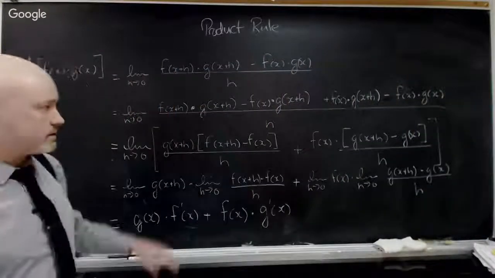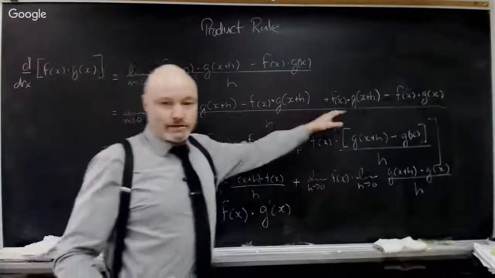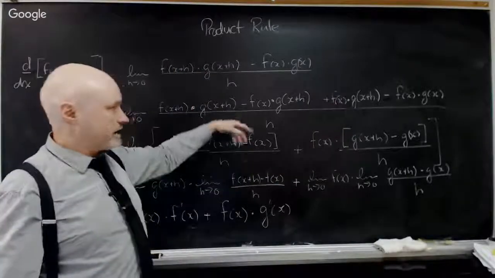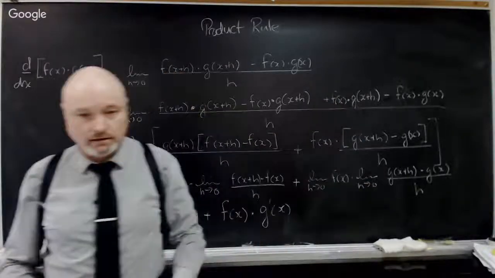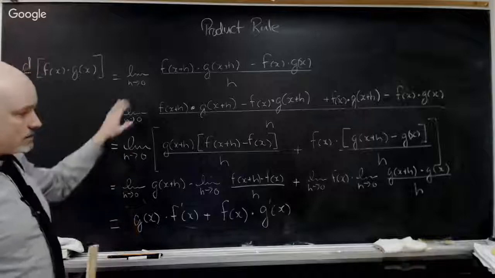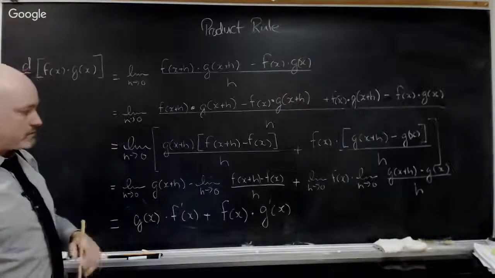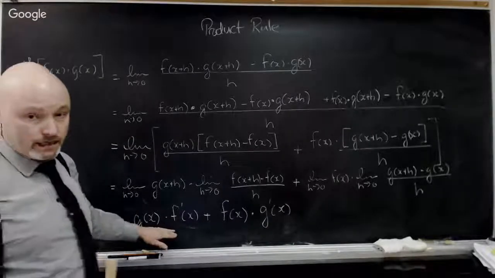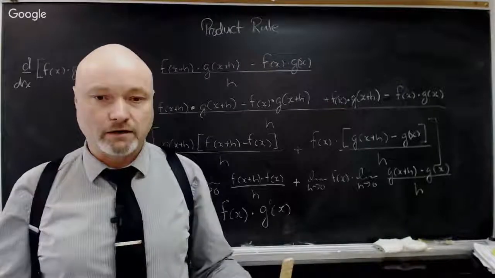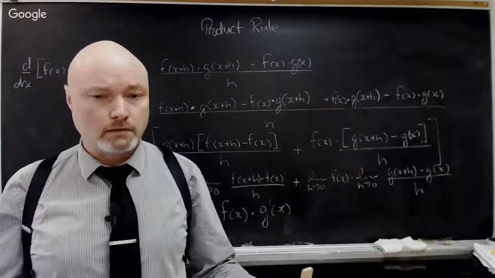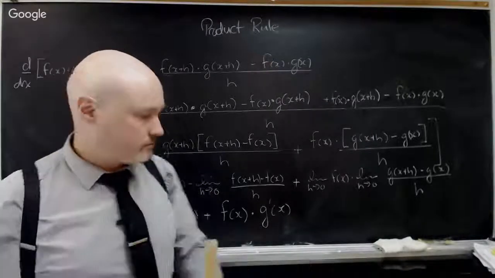Okay, so there's this little bit of magic that goes on here where we subtract something out and add it back in. And then the rest of it is just basically straightforward algebra. And it ends us up with the product rule down at the bottom. Okay, so let's apply the product rule.